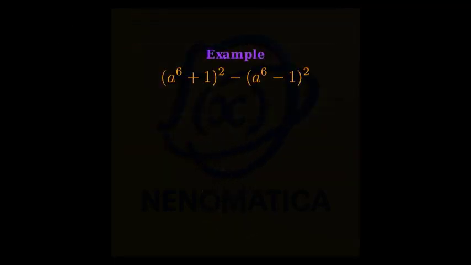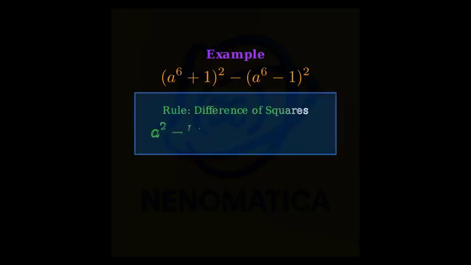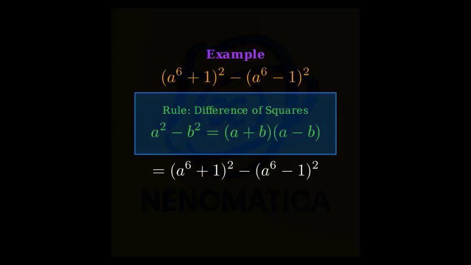We want to simplify the expression (a to the power 6 plus 1) all squared, minus (a to the power 6 minus 1) all squared. Let's solve this step by step. First, let's restate our problem. We have the difference of two squares, the square of a to the power 6 plus 1, minus the square of a to the power 6 minus 1.